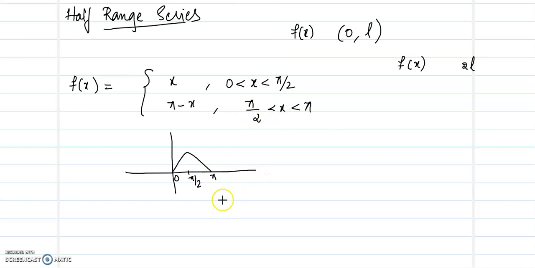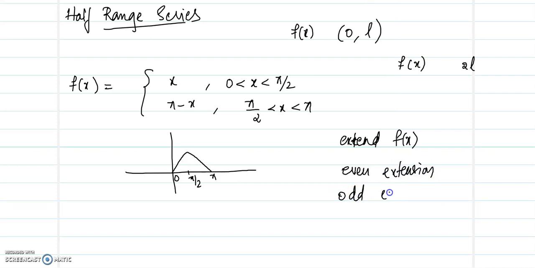In the function, what we do here is we will extend the function f of x. Now there is even extension of the function and there is odd extension of the function. Now even extension is obtained by extending the graph symmetrically about the y-axis.